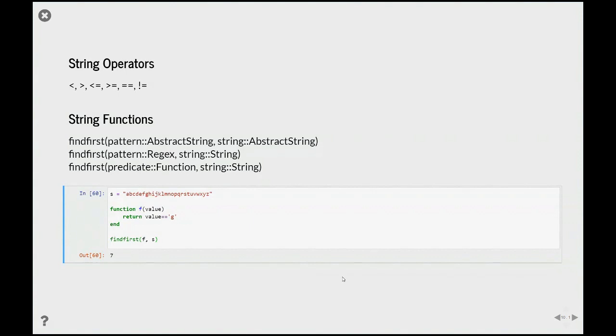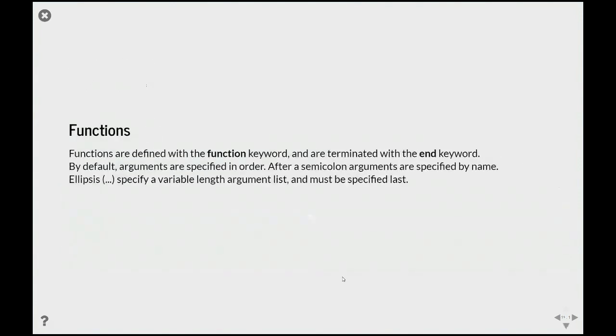So moving on, we're talking about functions then. What are functions? Well, they're defined by the function keyword and terminated with the end keyword. By default, arguments are specified in order, the same as you would with C. However, you can have named arguments by using the semicolon and specifying a name. And you can also specify a default value. Ellipses are used to define a variable length argument list, and they will be defined last. We'll go through a bunch of examples of these.